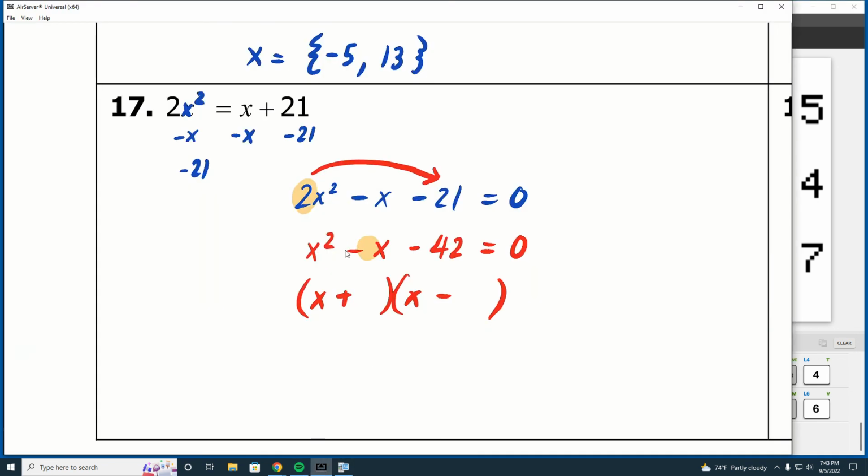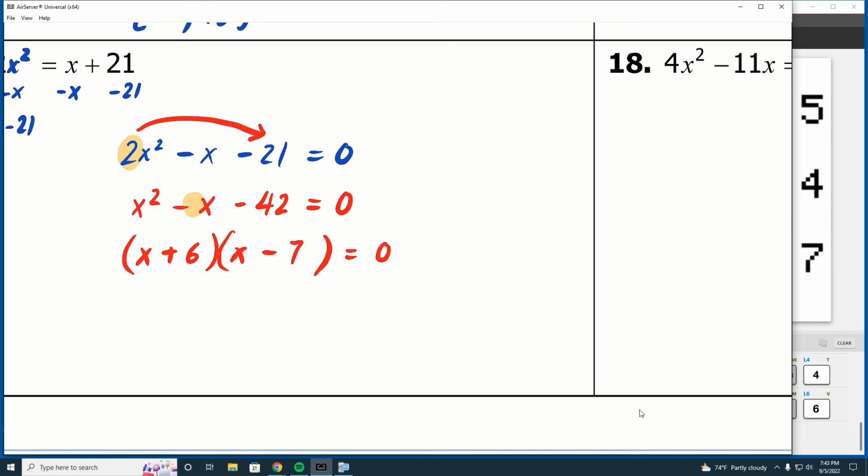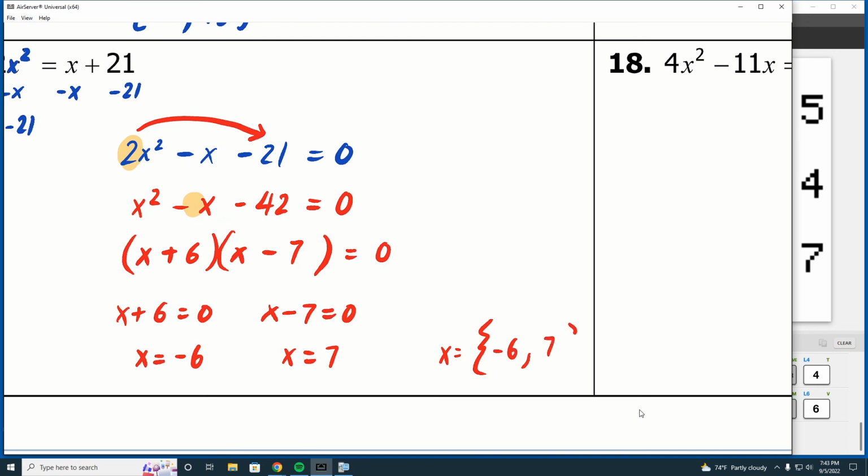Now look, what sign wins right here? Negative. So negative has to go with my bigger one. That's the 7. Whoops. So the 7 goes here, the 6 goes there, and those are my factors. So we set them equal to 0, and we solve. So for this first one, I'm going to subtract 6, and for that second one, I'm going to add 7. So my two solutions for x include negative 6 and positive 7. And there you have it.